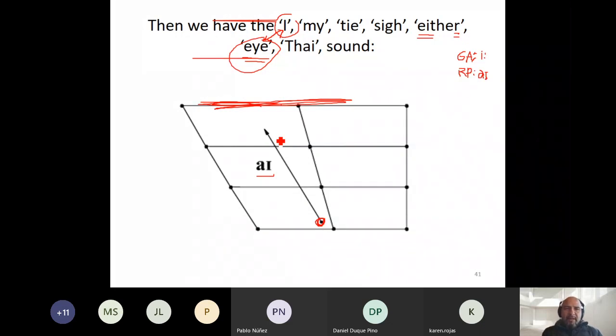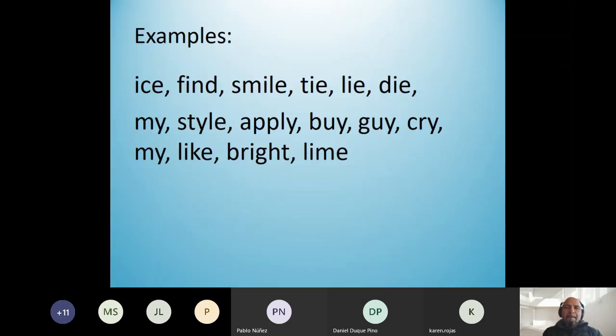Some examples that we have here are eyes, find, smile, tie, lie, die, my, style, apply, buy, guy, cry, like, bright, lime. Okay, all of them include the diphthong ai. Feel free to produce them to practice whenever you want.